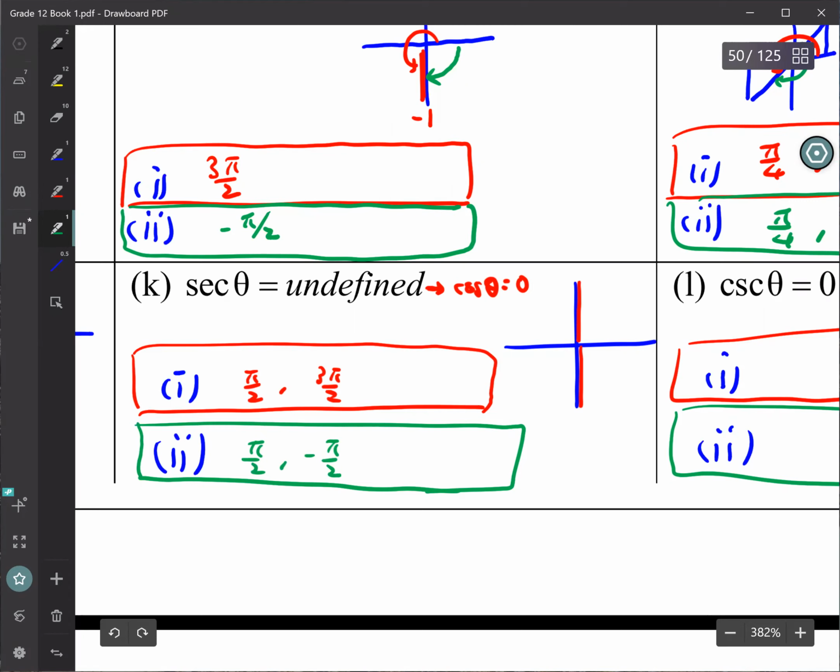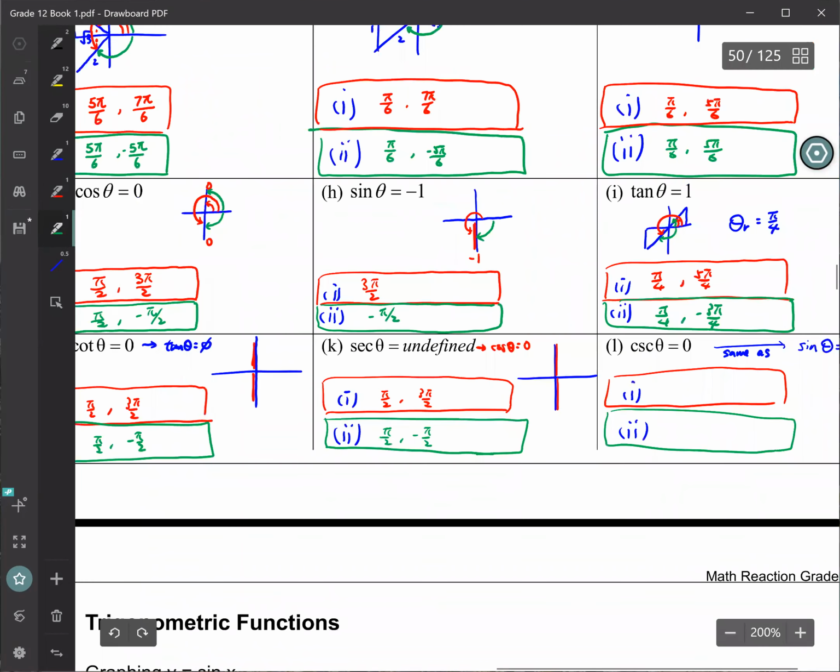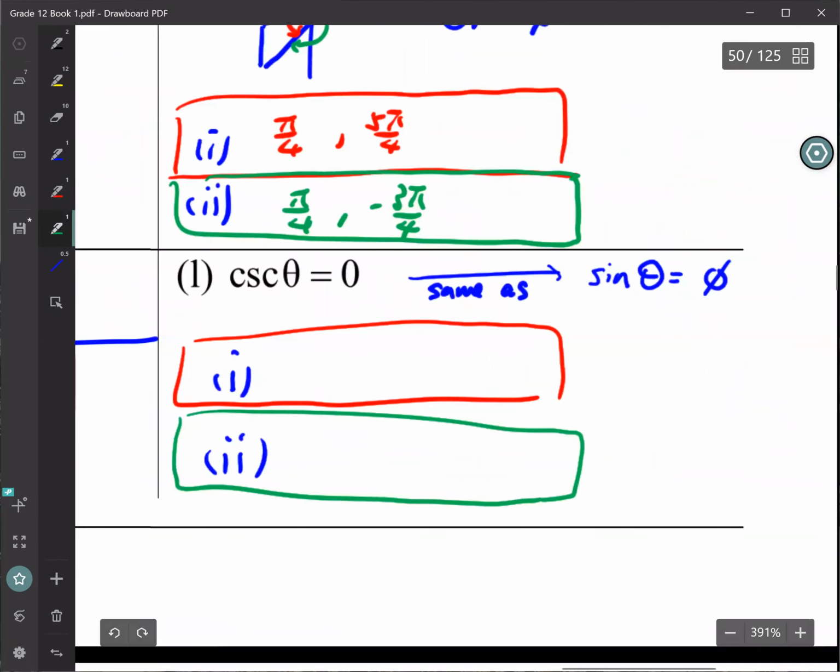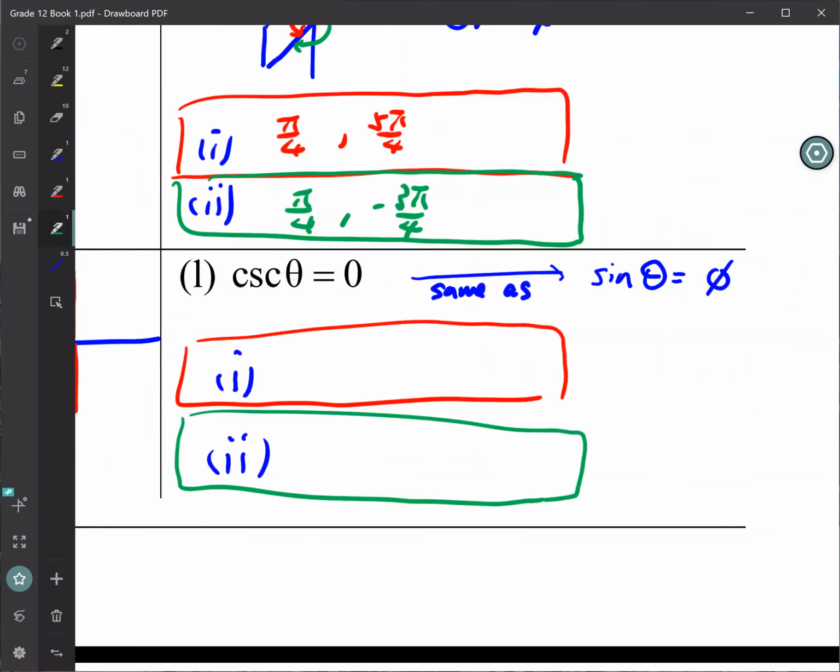All right, last one, cosecant 0. Eric asked this one. Cosecant equals 0, same as sine undefined. So what do you think now, Eric? I don't know where sine is undefined. Okay, how about Ray? Where is sine undefined? Nowhere. That's a good answer, right? So this one is never undefined, because no matter what number you put into sine, you can always get an answer out.